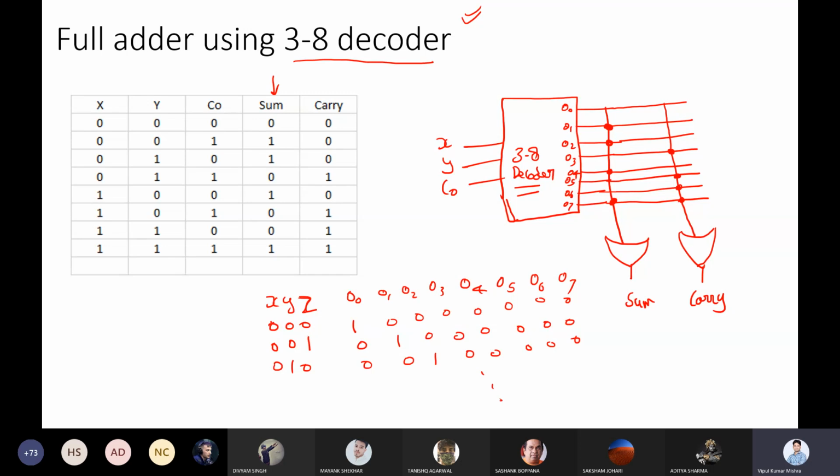So whenever you have the value 0, 0, 0, only the first output will be high, and all the remaining will be 0. So now in this full adder, we have to find out in how many places it is high. All those places will be sorted and go to the OR gate, so that if any one of them is high, then your sum will be high. If this is high, then sum is high. If this is high, then sum is high. So in that way, you are able to make a full adder using a 3 to 8 decoder.